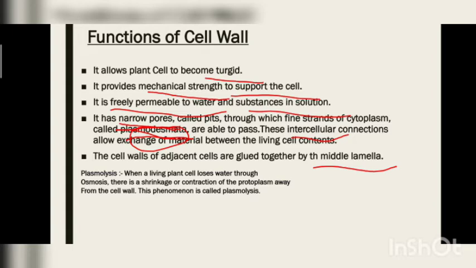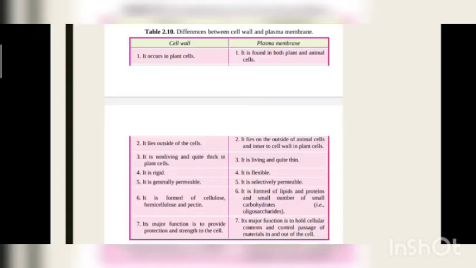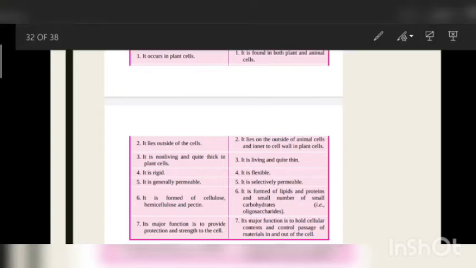Now this is the first part of the structure of the cell: plasma membrane and cell wall. So quickly, you have to understand the difference between cell wall and plasma membrane. Okay, so these are the points. For example, plasma membrane and cell wall.